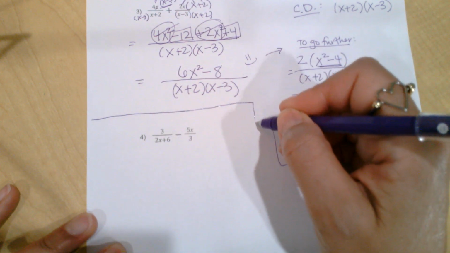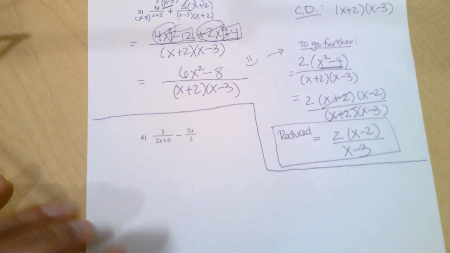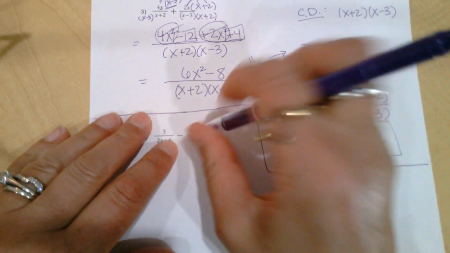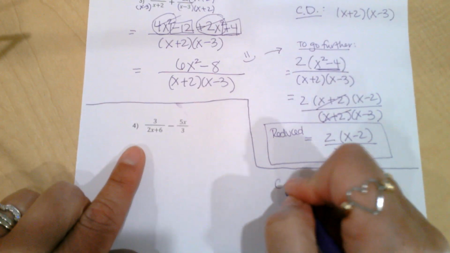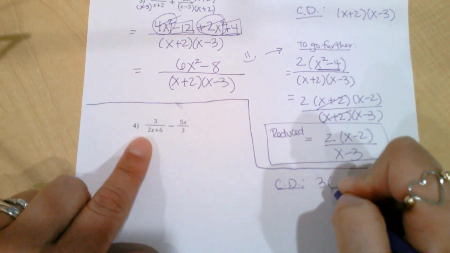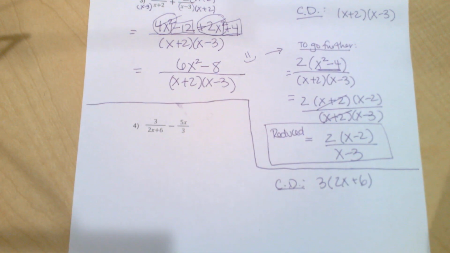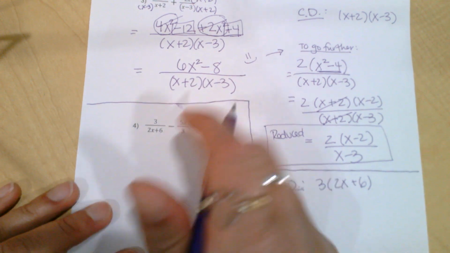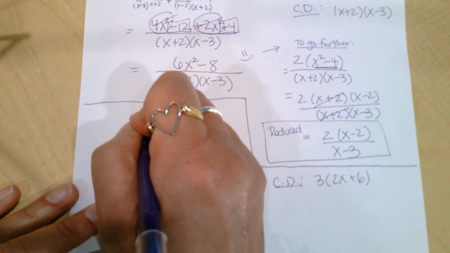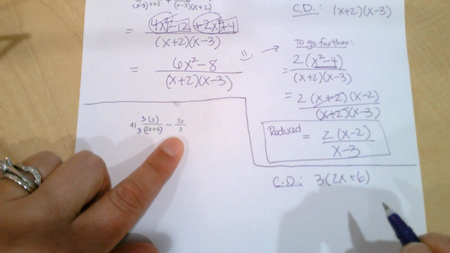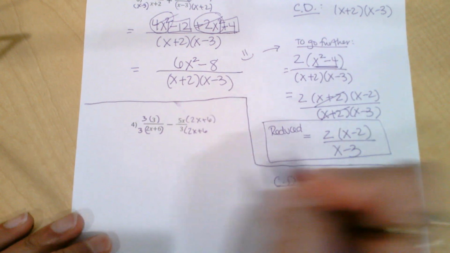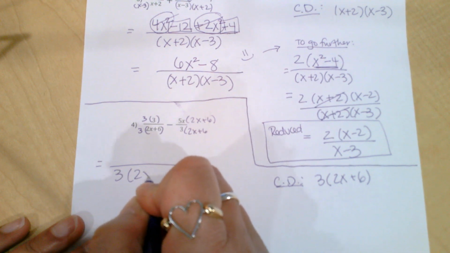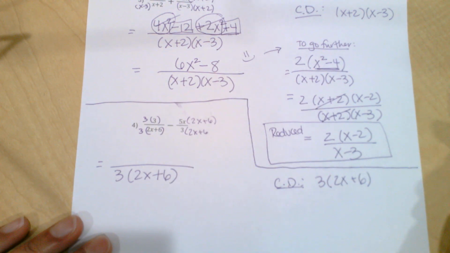I'm just going to make a little space. Okay, number 4. Let's do common denominator, 3 times 2x plus 6. Again, there are other ways of doing this, but let's just keep it simple. So for 2x plus 6, you're right, it needs to be times 3. And then for 5x over 3, it needs to be times 2x plus 6. Okay, now that we have our common denominator, let's write that down. And let's multiply in the numerator.